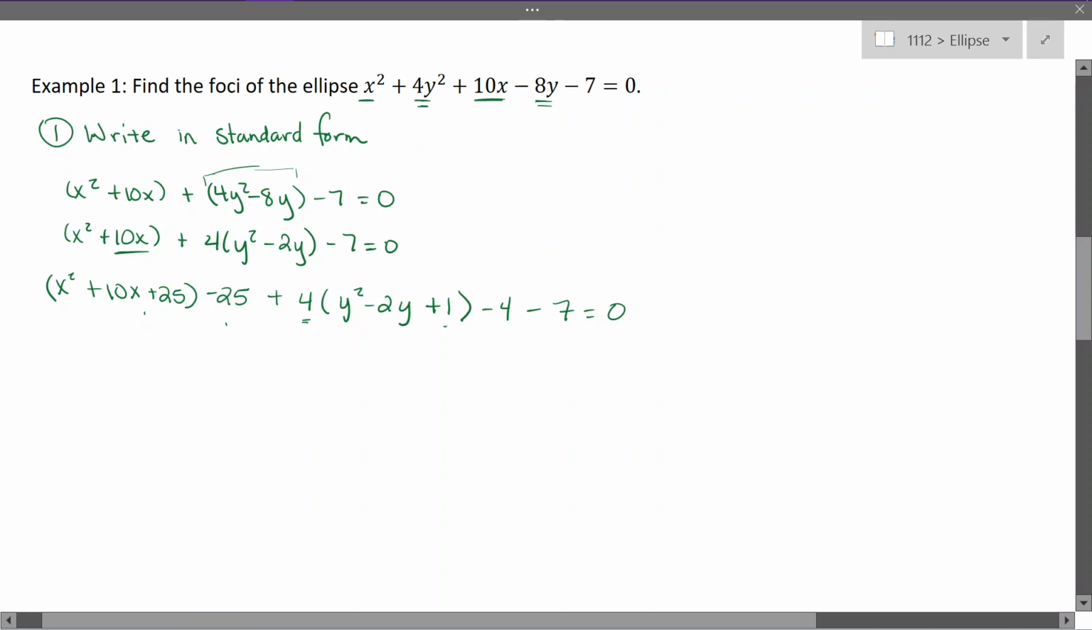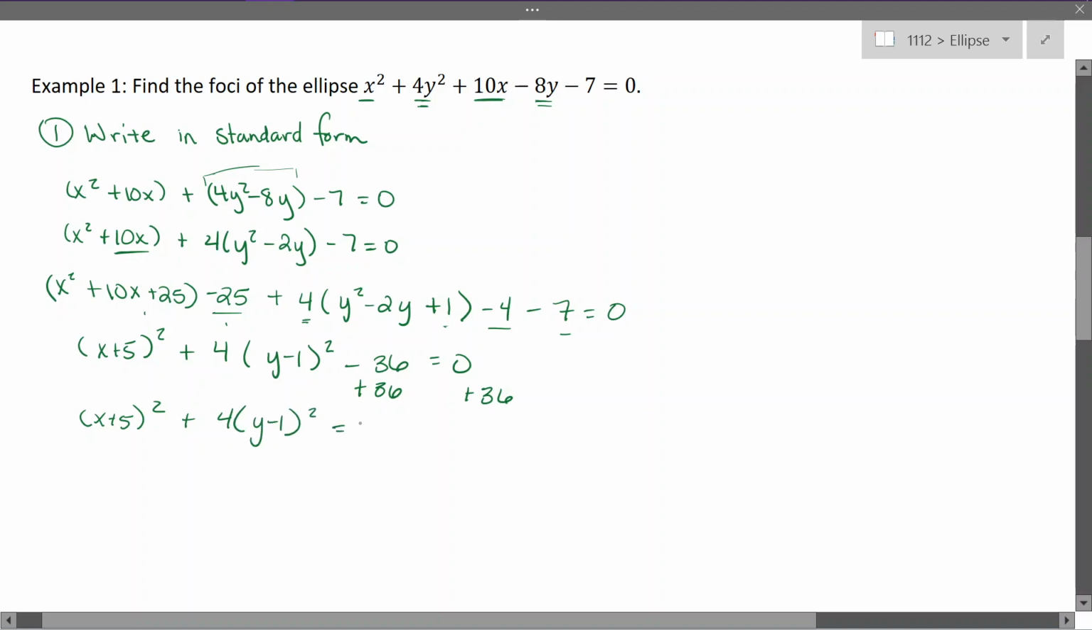So now I have (x + 5)^2. I'm going to group all of my regular numbers together at the end. So then I have plus 4(y - 1)^2, minus 29 and minus 7, so I have minus 36 equals 0. Next, I want to add my 36 across. So I get (x + 5)^2 + 4(y - 1)^2 = 36.